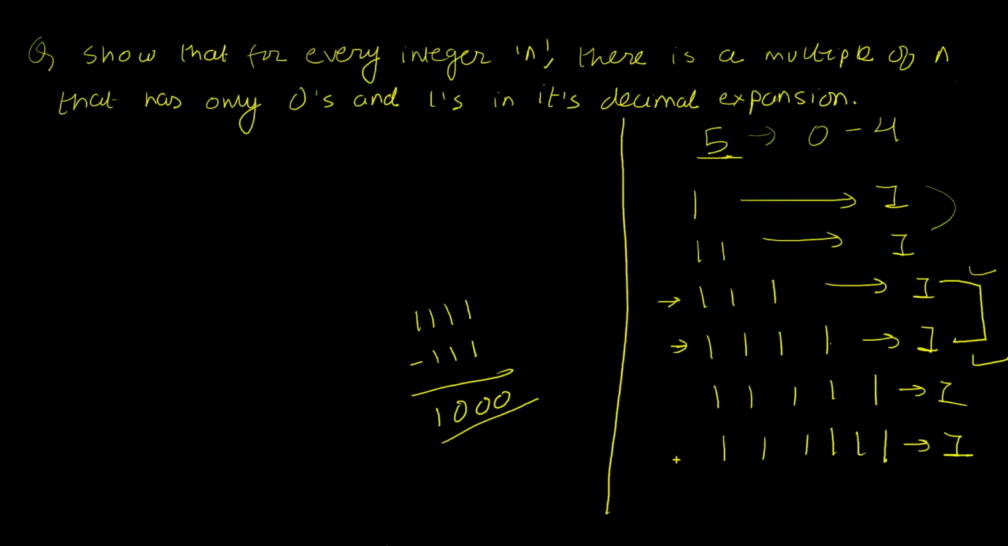Therefore, we can show this process for any number n and eventually come up with a number that only contains 0s and 1s, which will be a multiple of the given number. So let's do this formally now.